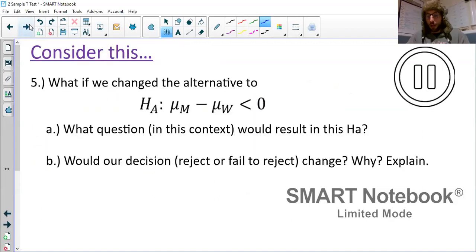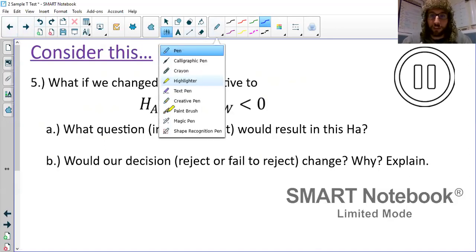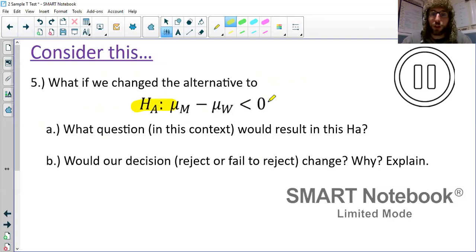So before we wrap it up, a couple of questions for you to think about. First off, what if this were the alternative hypothesis? Two questions based on that I'd like you to think about. If this were the alternative, one, what would the question have to be? What question would have us rewrite this alternative hypothesis?